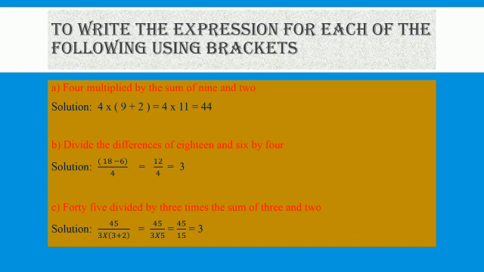Then we have 45 divided by 3 into 5, because 3 plus 2 is 5, which is equal to 45 divided by 15, which can be further cancelled by 15 itself. So our final answer will be 3.